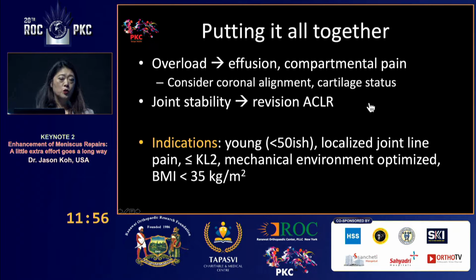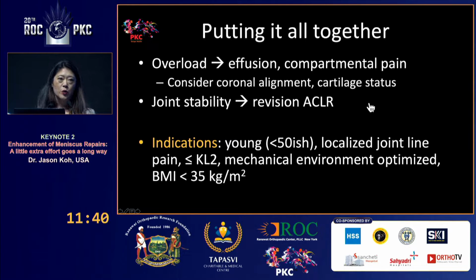They'll start having effusion, they'll have compartmental pain, and we have to really consider all the other factors that can add to those contact pressures, right? Is there coronal malalignment? Is there ligamentous stability? When you look at ACL reconstructions, you want to see why your ACL failed. Was it because of an issue with the meniscus?